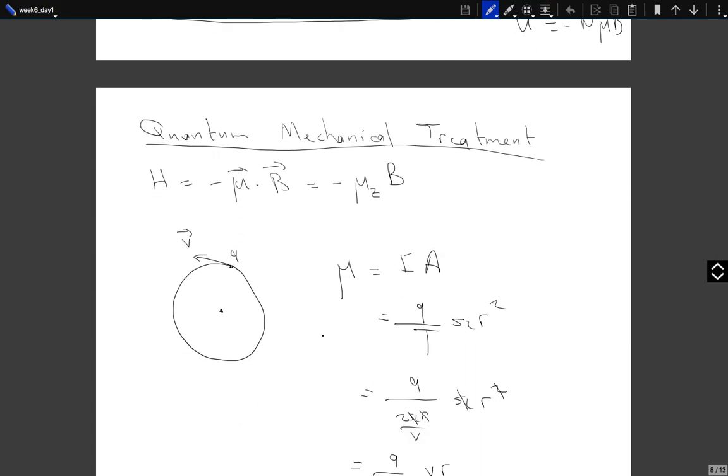Then we looked at the other case, the same system, but this time we treated it quantum mechanically. The main difference is that in classical physics, the magnetic dipole moment can be oriented in every direction. But in quantum mechanics, the operator corresponding to the magnetic dipole moment is given by the spin and the angular momentum. And the spin and the angular momentum cannot have arbitrary orientation, so they have to be oriented in particular directions. That would be the difference in the quantum mechanical treatment.